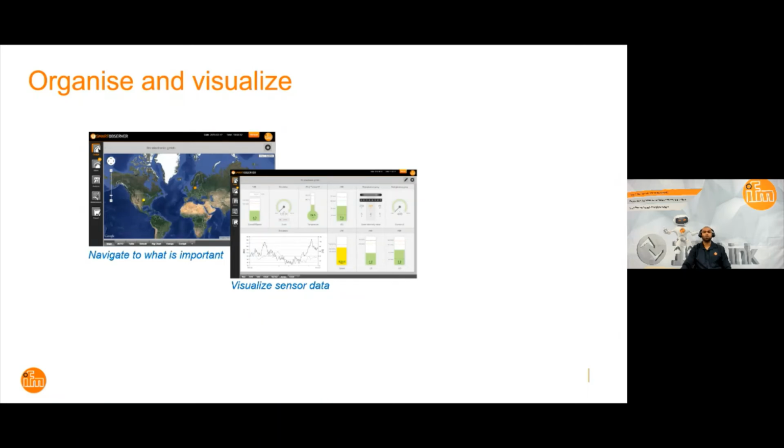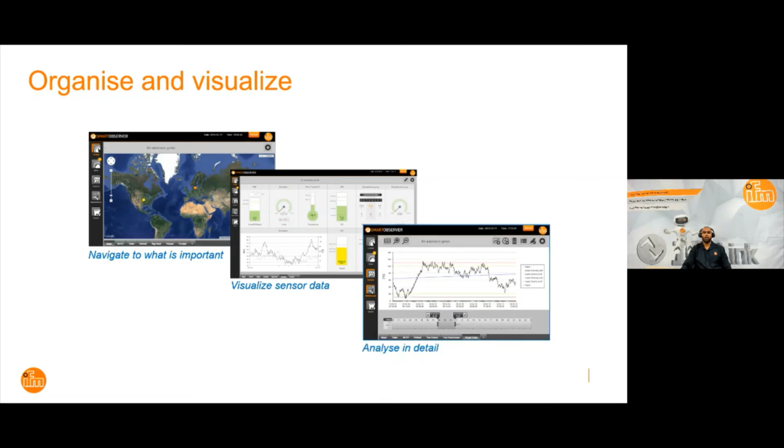This can be represented in various ways. You can either use graphs, you can represent the exact value itself, or you can use gauges, depending on your preference. Then you can analyze the data in detail by looking at the actual trends. This allows you to do root cause analysis by comparing two different variables in one view.